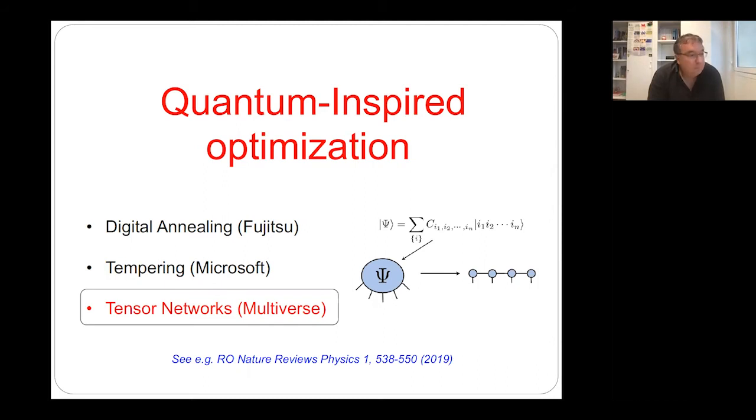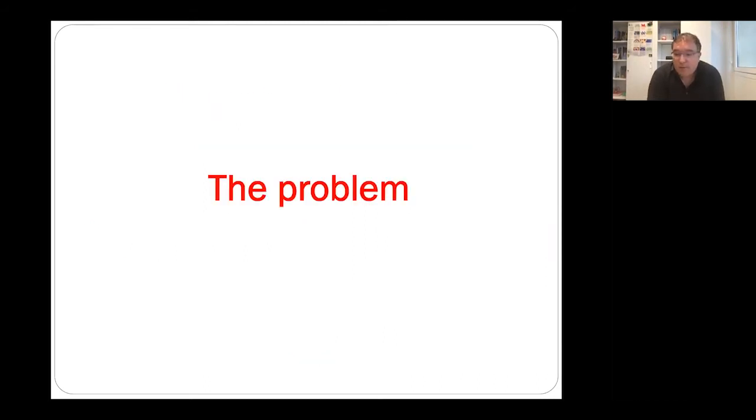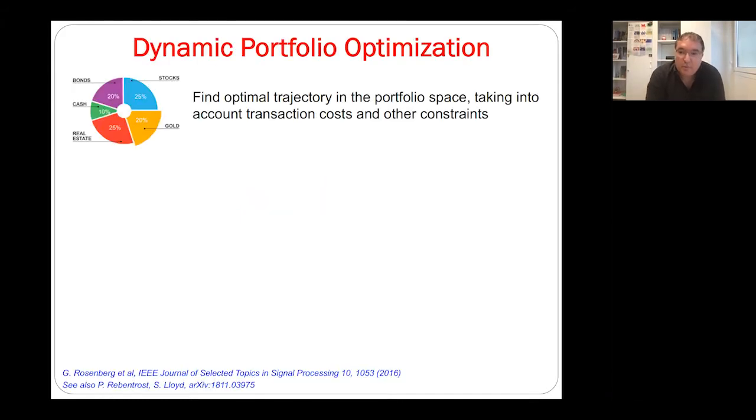Okay, let's move on. Good, let's talk about the problem. So the problem is dynamic portfolio optimization. We want to find the optimal trajectory in the space of portfolios that of course optimizes the returns, maximizing the returns, let's say, taking into account possible constraints. A possible constraint could be transaction cost, all right?